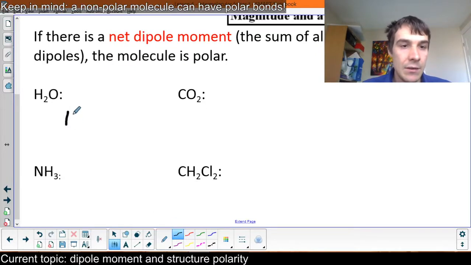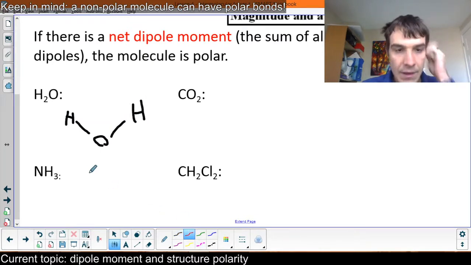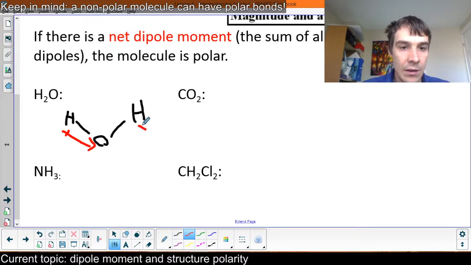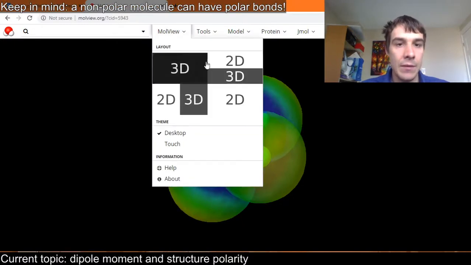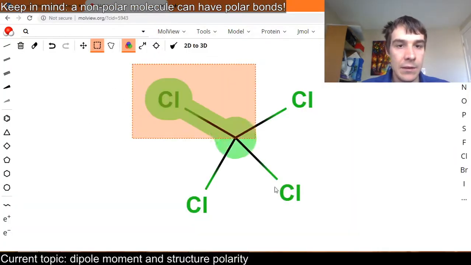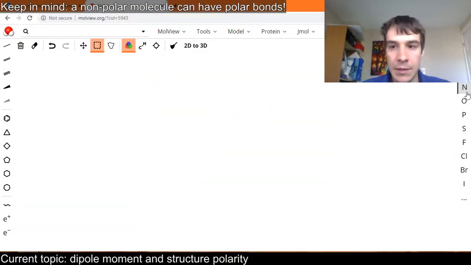So H2O looks like this. There's H2O. We've got a dipole towards the oxygen like this. Dipole towards the oxygen. So there's a net dipole towards the oxygen. We can prove this in mol view. So let's go over to mol view. We'll go to the 2D, take this away, and make some water.